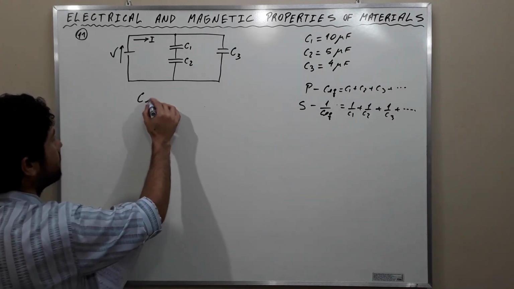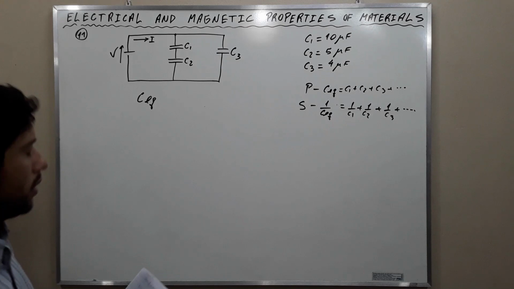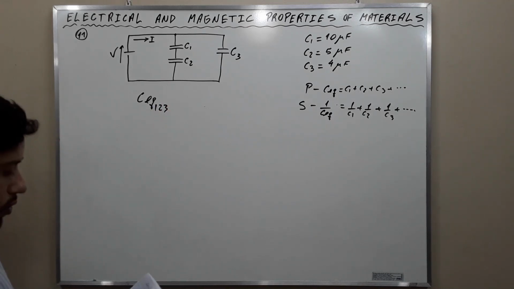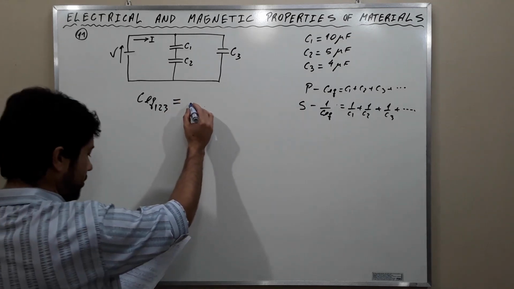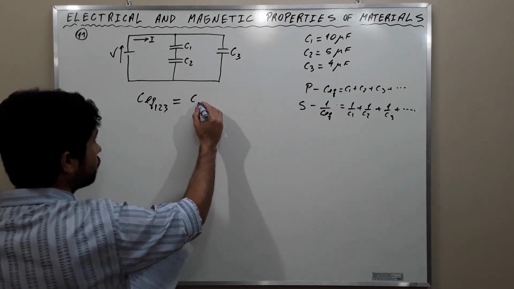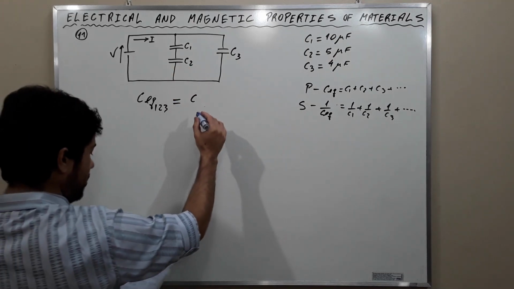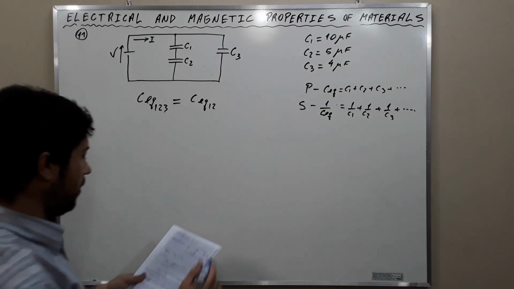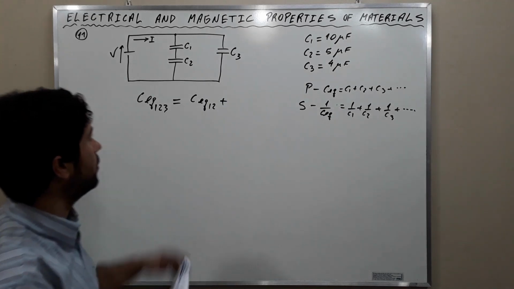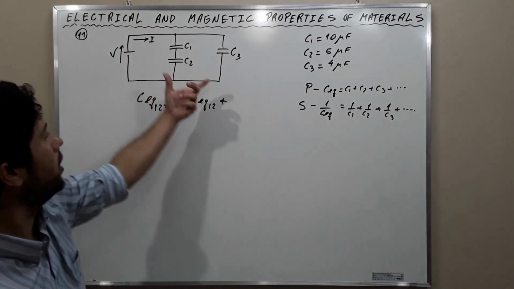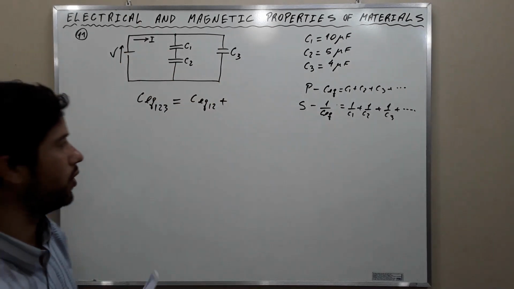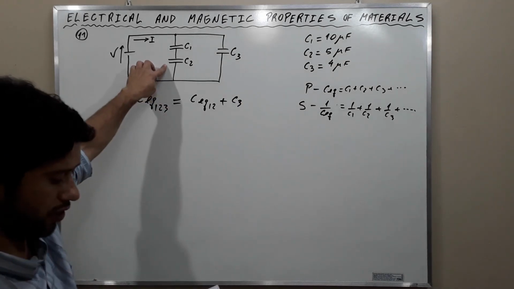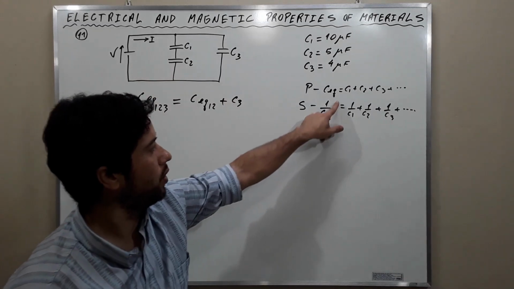The equivalent capacitance for 1, 2, and 3 will be equal to the series connection between 1 and 2, and the series connection between these two in parallel with the C3, okay? When they are connected in series, we apply this rule here, okay?